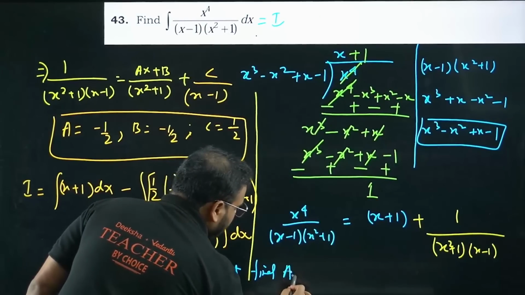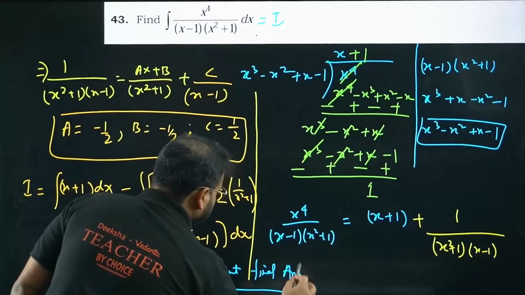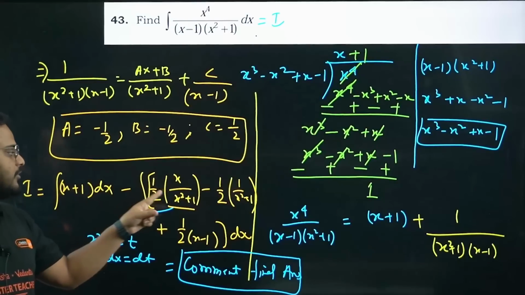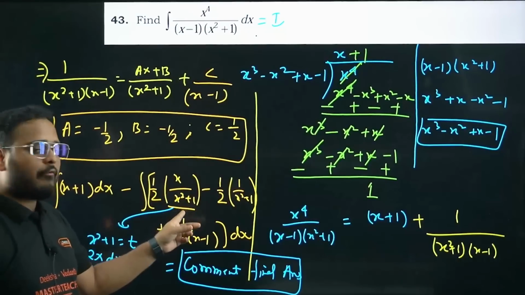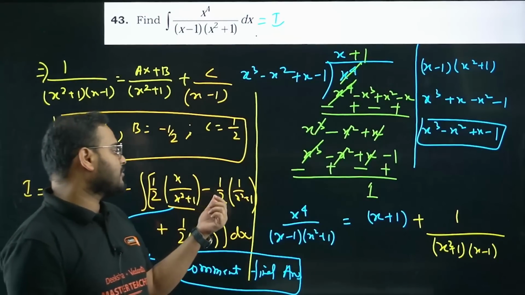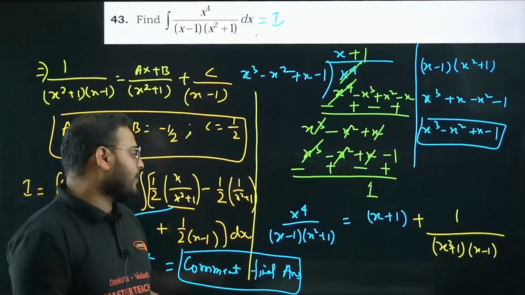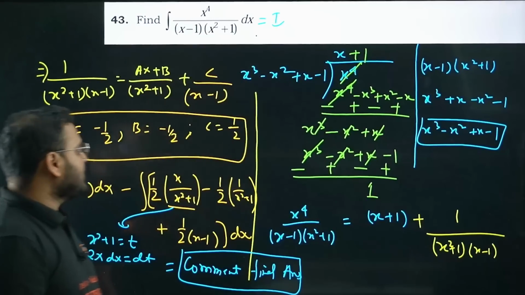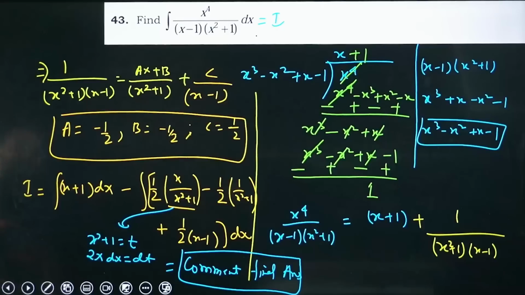Final answer. Please do that, bacha. Okay, I can tell you again: x square by 2 plus x. For this part you'll have 1 by 4 log of x square plus 1. For this you'll have minus 1 by 2 tan inverse of x. For this you'll have 1 by 2 log of x minus 1. Okay, please check. Okay, 43 is done.